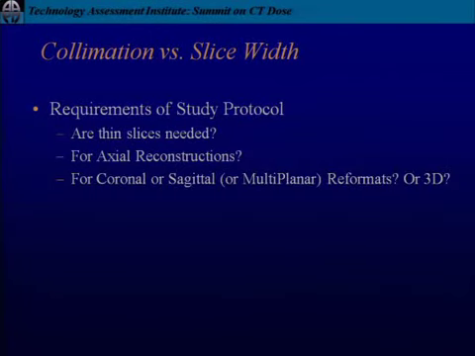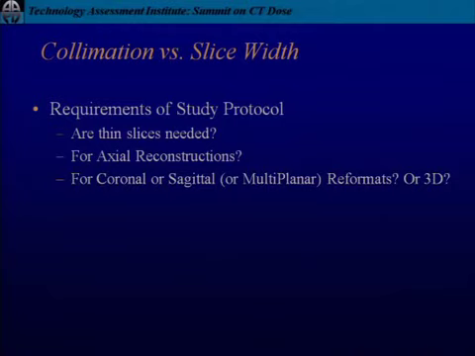Okay, and if you hear anything today, I hope we hear that this is part of the dialogue that the physicist has with the radiologist and with the technologist. What's the requirements of the study? What do we need to see here? What do we need to do? What are some of the constraints in terms of time? Do we need thin slices? Are you just going to look at axial reconstructions?